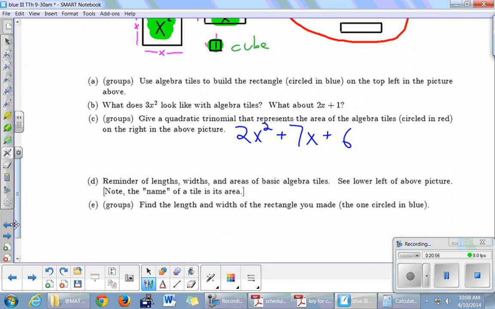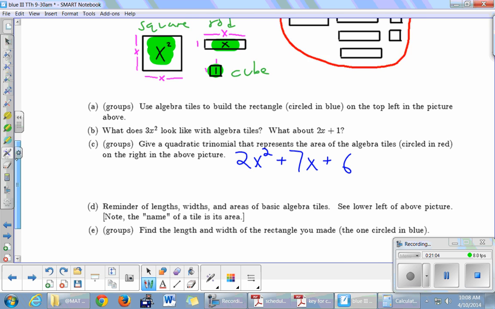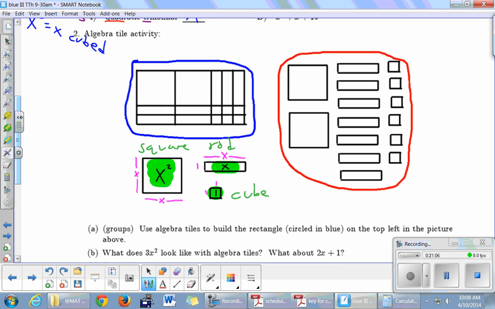Okay. Part D we've already done. We're moving on to part E. Find the length and width of the rectangle you made, the one that's sitting on your tables. I want to know what's the length, meaning how far is it across the top, and what's the width, meaning how far is it down this way. So you're going to write some stuff with x's to find the length and the width, and check in with your neighbors on this one as well.